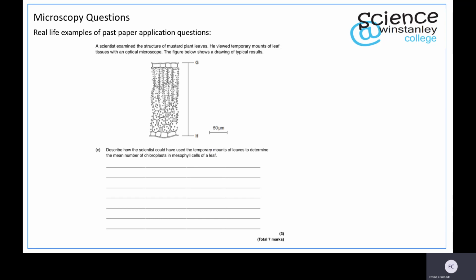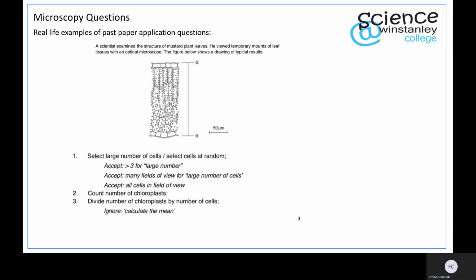Next question is to describe how the scientists could have used the temporary mounts of leaves to determine the mean number of chloroplasts in mesophyll cells of a leaf. Pause the video and have a go. So you need to select a large number of cells, and you do it randomly. So you're taking a sample, you count your number of chloroplasts, and then you divide those chloroplasts by the number of cells in your sample, because that gives you a mean of the amount of chloroplasts per cell.